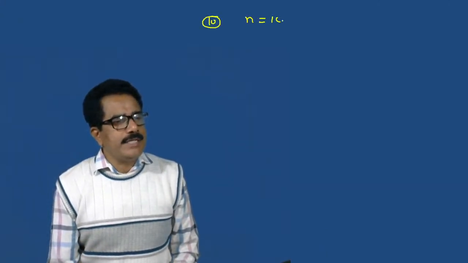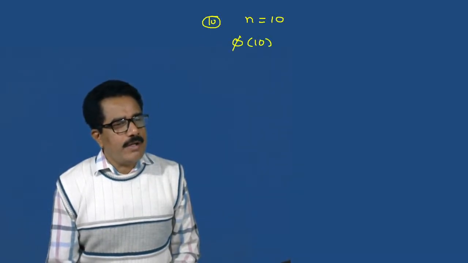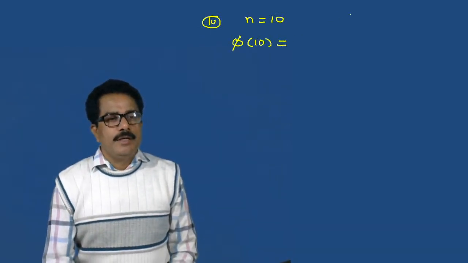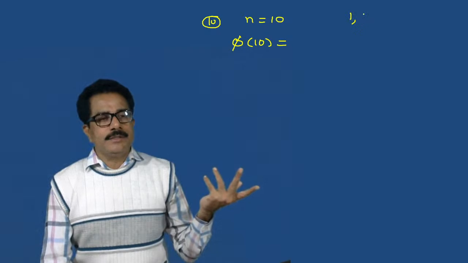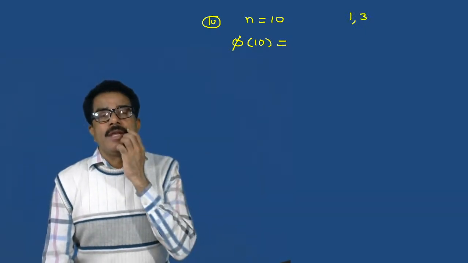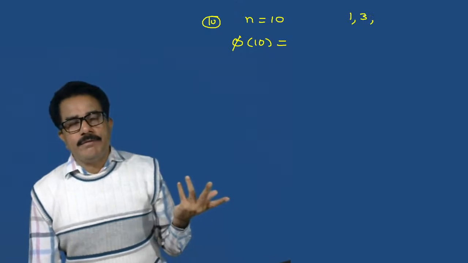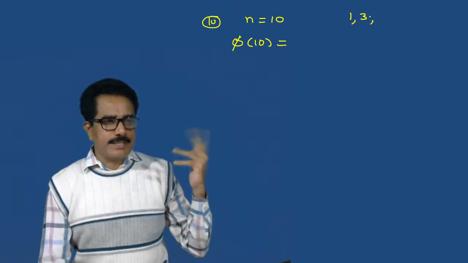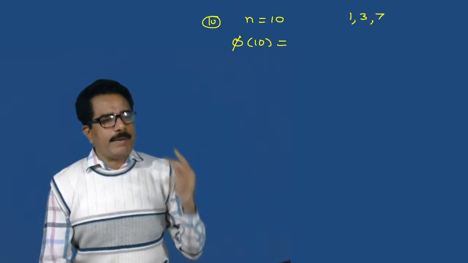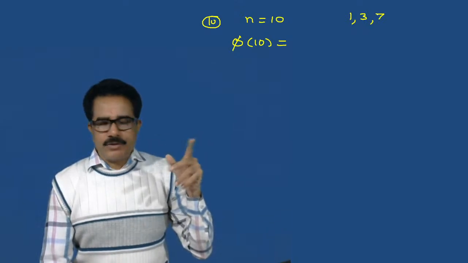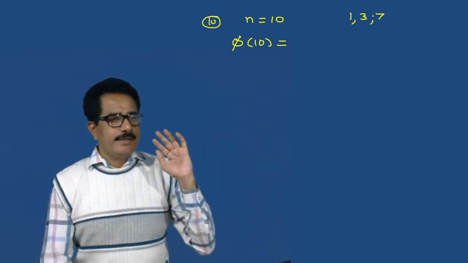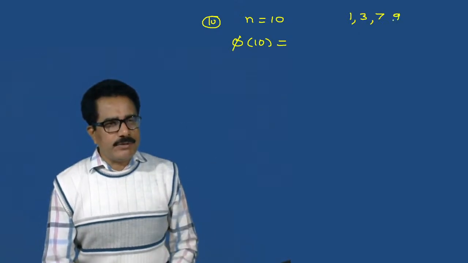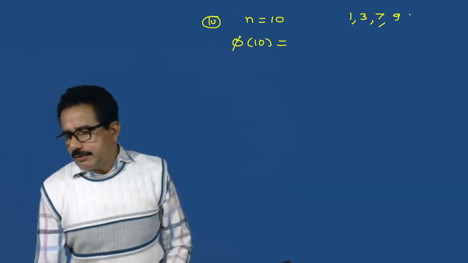Then last, for n is equal to 10, phi of 10 is equal to, see now, 1 is relatively prime to 10, 2 is not relatively prime to 10, 3 is relatively prime to 10, 4 is not relatively prime to 10, 5 is not relatively prime to 10, 6 is not, 7 is relatively prime, 8 is not relatively prime, 9 is relatively prime, and 10 is not relatively prime.